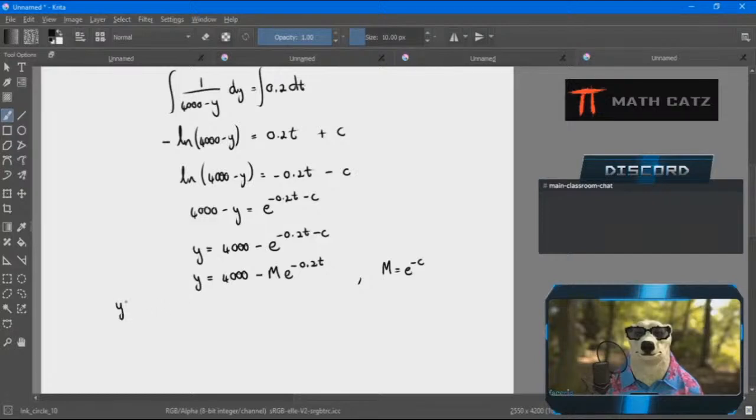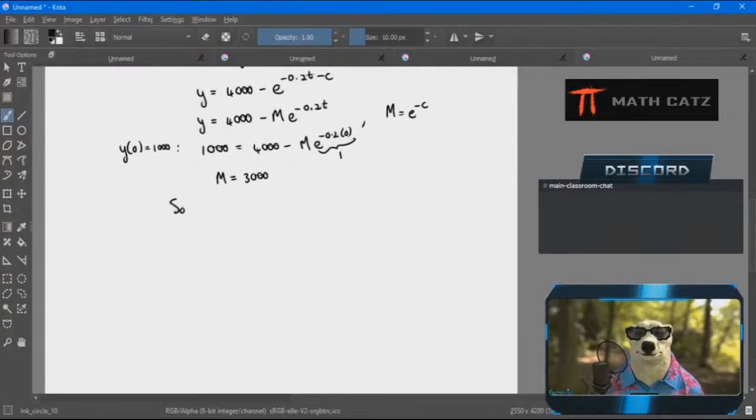Now, I need to use the fact that at the beginning, I have 1,000 mountain goats. I can use that now. Plug in 1,000 for y. Plug in 0 for t, and I see that this, of course, equals 1. So that means m is 3,000. So I have my function. My function describing the growth of these mountain goats is 4,000 minus 3,000 e to the negative 0.2t. Let's put a box around that.